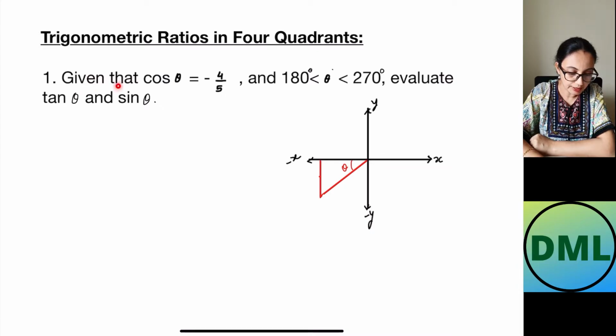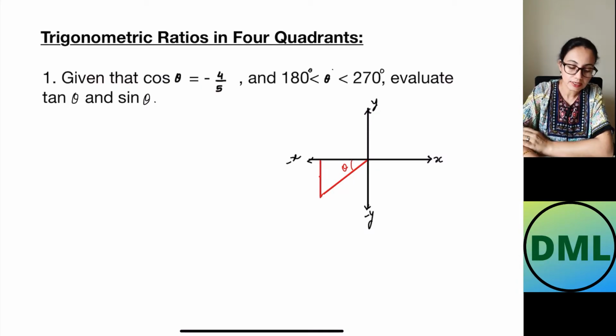First question: given that cos theta is equal to negative 4 by 5 and theta lies from 180 degrees to 270 degrees, evaluate tan theta and sin theta. As they have given the quadrant, 180 degrees to 270 degrees, that means I have to draw my triangle in the third quadrant. Cos theta is negative in this quadrant, so our value is correct.